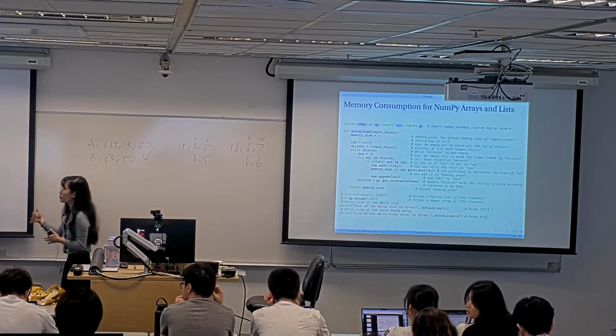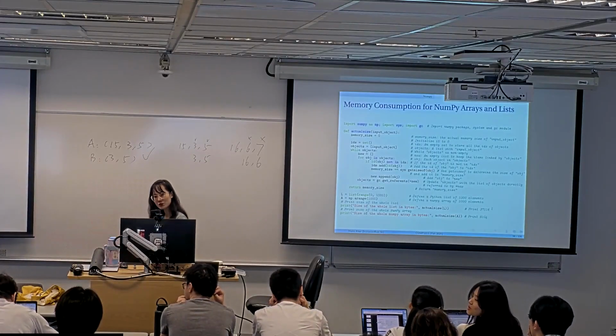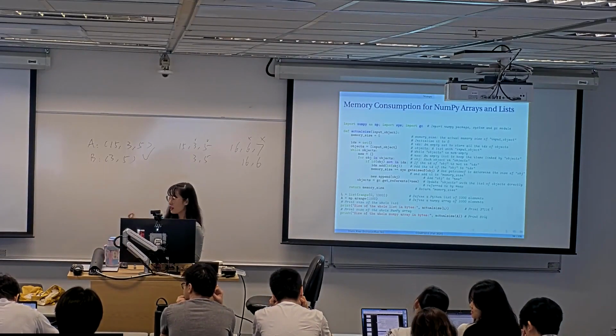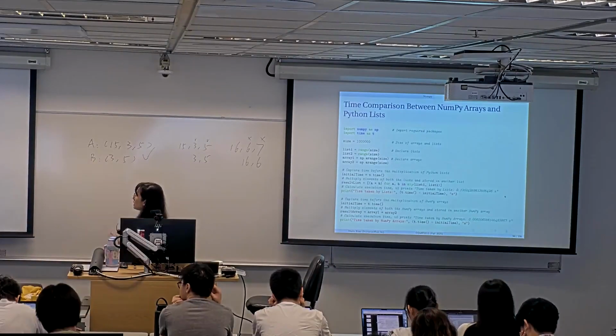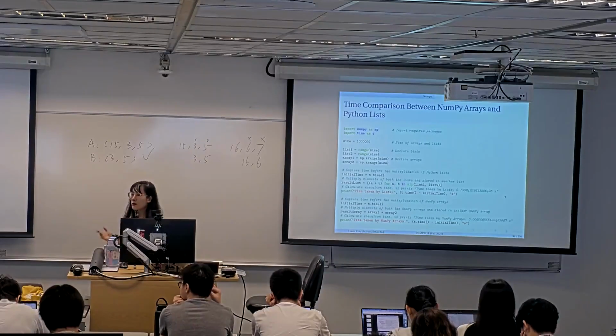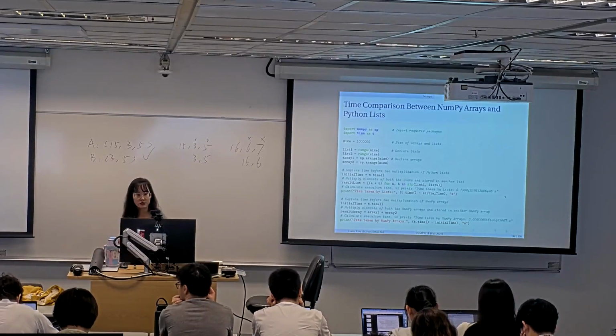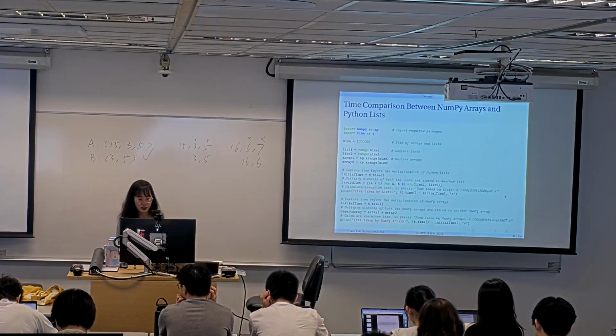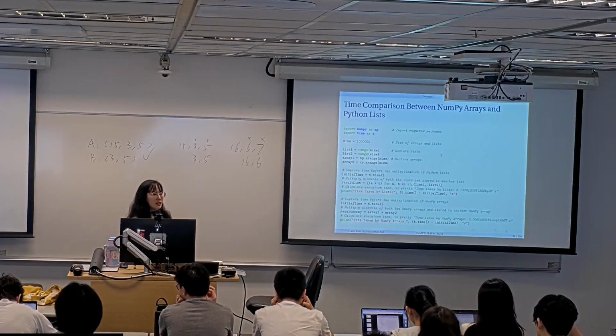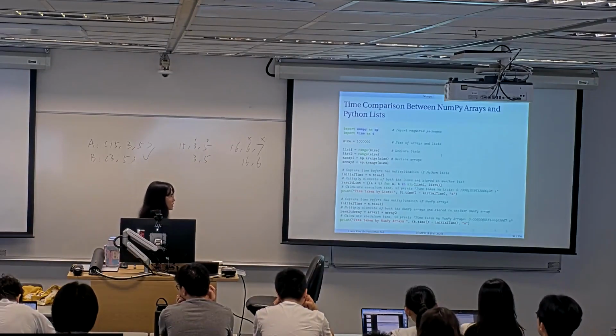So this is one advantage that motivates you to use the array because it consumes much less memory. Then the second advantage is about the time comparison. The NumPy array is always more efficient than the list. So again, we try to create a list and an array with the same size.